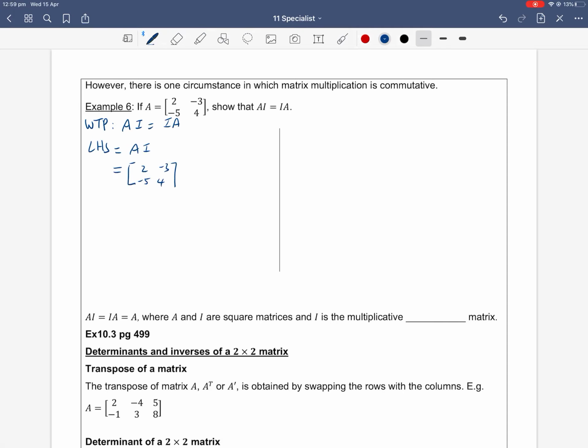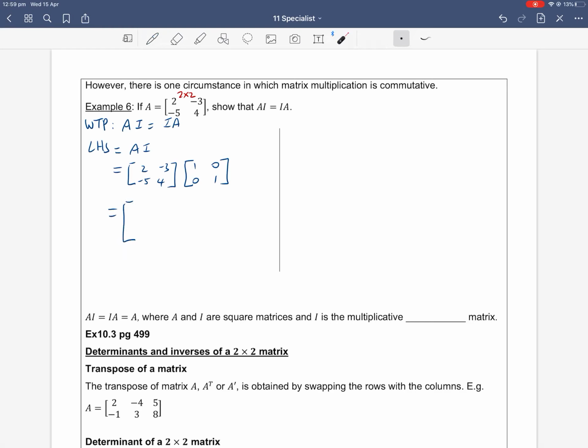Our A is 2, -3, -5, 4. Because A is a 2 by 2 matrix, our identity matrix will also be a 2 by 2 to match up the dimensions for multiplying, right? Because remember, the identity matrix has to be a square matrix. And since we want the inner numbers to match up, the identity has to be 2-dimensional as well.